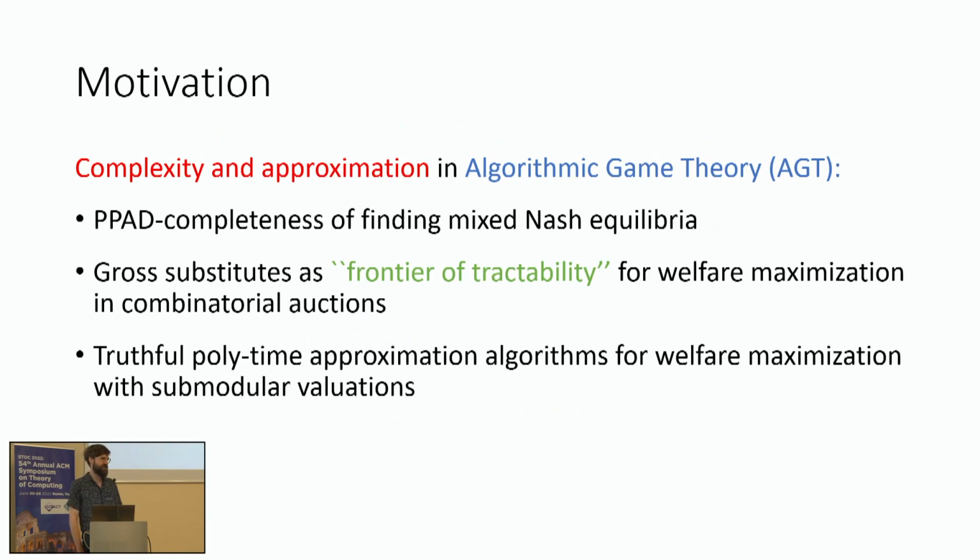So the general motivation here is that this complexity and approximation approach was and still is very successful in the wider realm of algorithmic game theory. I'm thinking of results such as the PPAD-completeness of mixed Nash equilibria, or, for example, combinatorial auctions, where TCS research has shown that gross substitutes act as the frontier of tractability for welfare maximization, and there's very nice and still ongoing work on finding good approximation algorithms for valuations that exhibit some diminishing returns. So, for example, for submodular valuations.